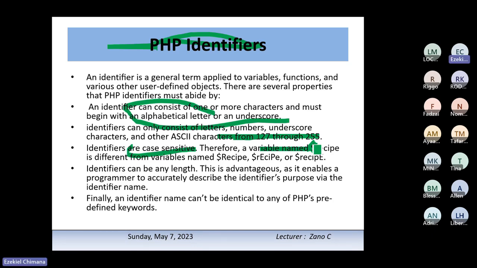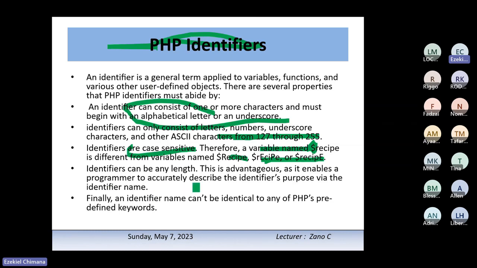So it's different from variables named this recipe and this recipe and this recipe. It's just the issue of case sensitivity. Also, identifiers can be any length. This is advantageous as it enables a programmer to accurately describe the identifier's purpose via the identifier name.